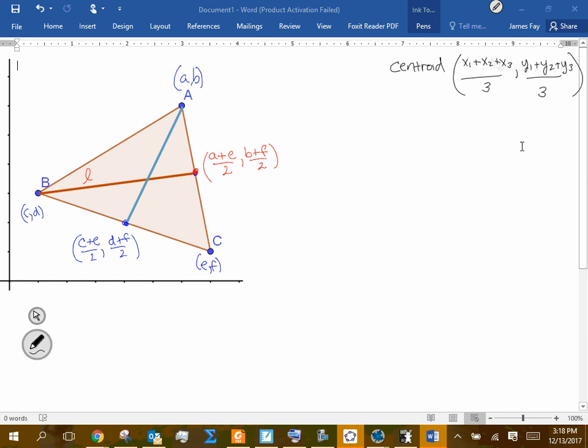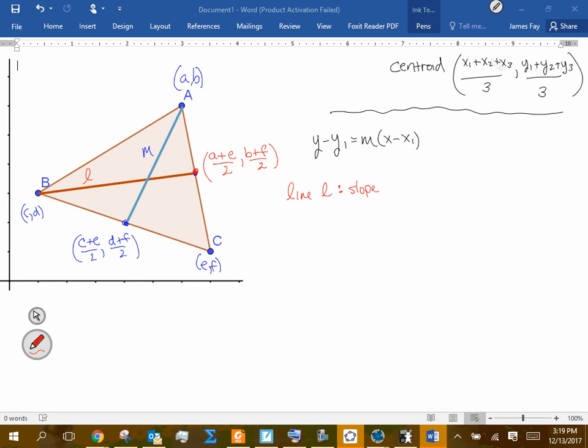So let's first talk about what we're going to use. When we come up with the equation for a line, we're always using y minus y1 equals m times x minus x1. I'm going to come up with the equation of this line L, and I'm going to call the blue one line M. So for line L, I need two things: I need the slope, and I need an x1, y1.